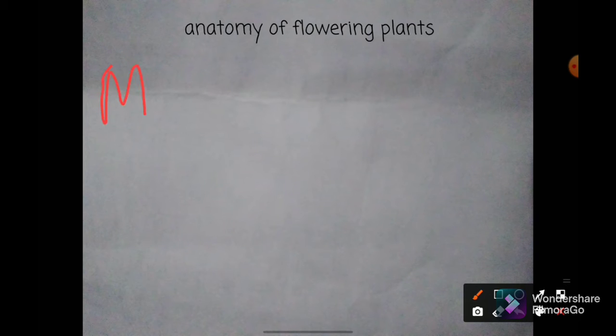So in meristematic tissue, there are types. How many types? Three types. Apical meristem. Okay, then comes intercalary meristem. Apical meristem, intercalary meristem, and then comes the lateral or secondary meristem. Okay, so what is apical meristem?